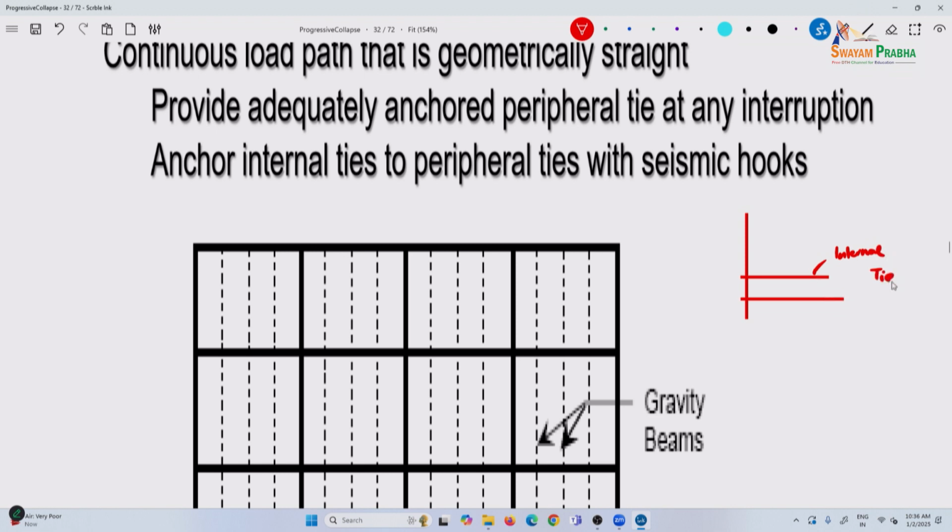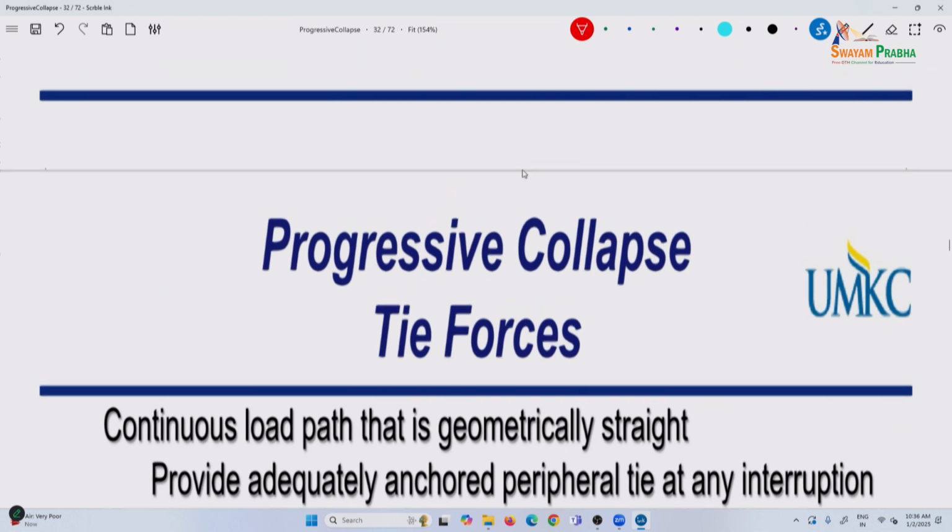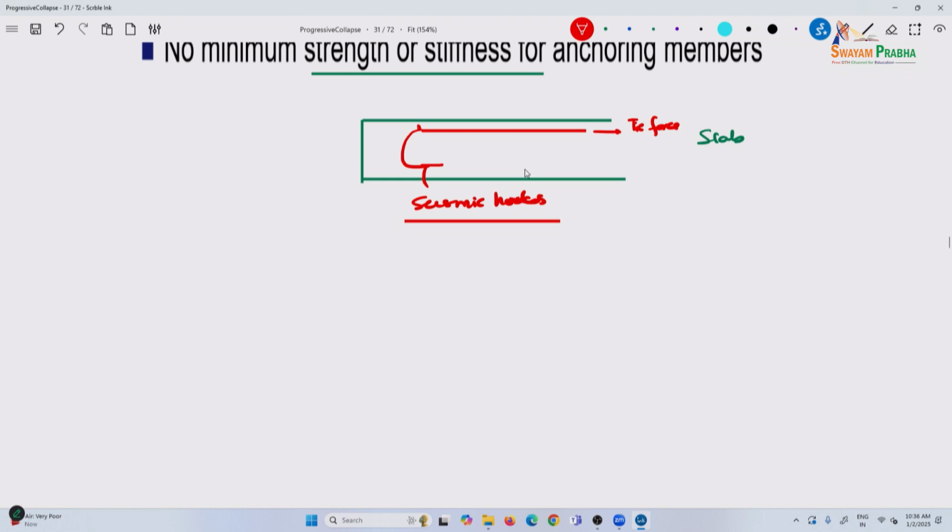So that's why, and this is a peripheral tie. So here you'll have a beam, or let's say your beam is, and then these are your peripheral ties. Say this is your internal tie and peripheral tie.